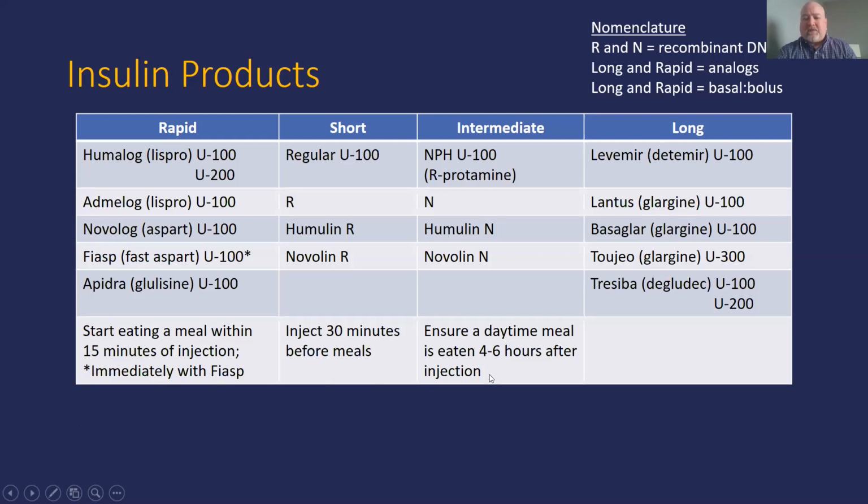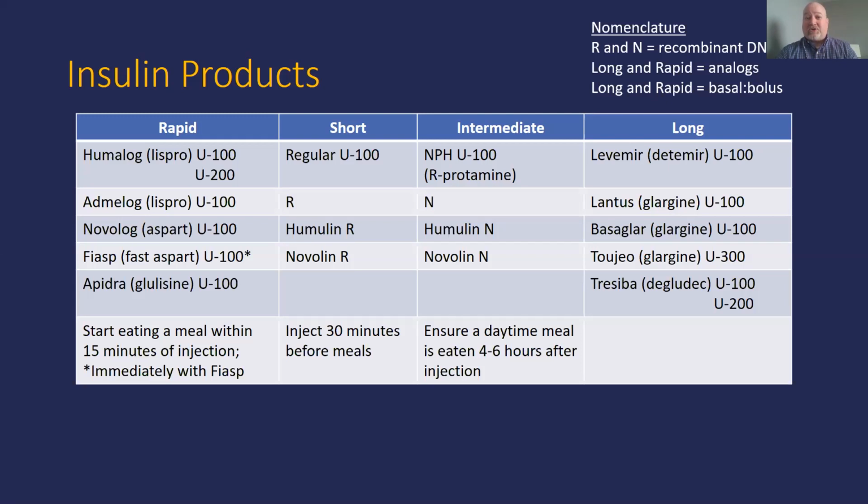Okay, the other timing thing I want to point out is with NPH. When they're taking NPH in the morning, people need to realize that that drug is going to peak in 4 to 6 hours. So they must make sure they're eating a lunchtime, a daytime meal about 5 hours after they inject a morning dose of NPH. It's going to peak. There's nothing they can do to stop it from peaking. Once they inject it, it will peak 4 to 6 hours from now.